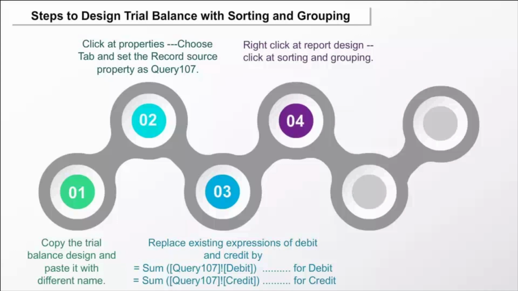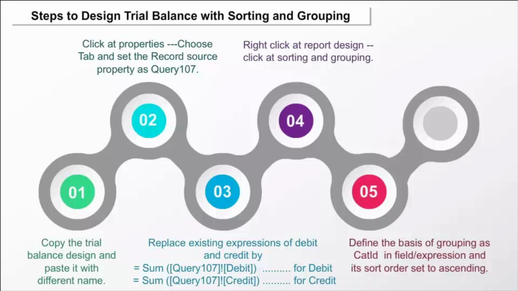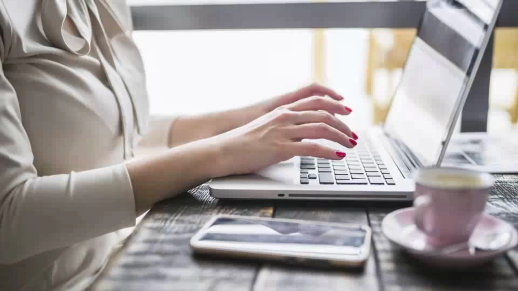Right-click at Report Design. Click at Sorting and Grouping. Define the basis of grouping as Cat ID in Field or Expression and set its sort order to ascending. Save the modifications in the above report design.